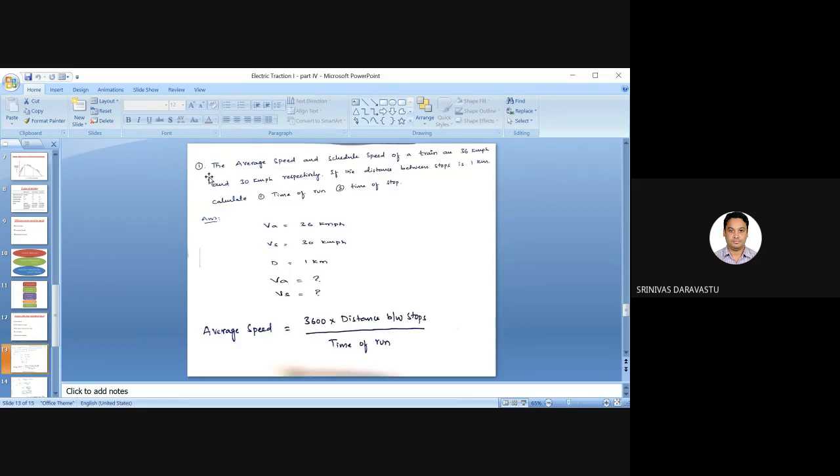So one problem: the average speed and the scheduled speed of a train are 36 kilometers per hour and 30 kilometers per hour respectively. If the distance between the stops is 1 kilometer, calculate the time of run and time of stop. Okay, VA value is given, average speed 36 kilometers per hour, VS is given, scheduled speed 30 kilometers per hour, and the capital D value is given, total distance traveled by the train or distance between the stops is equals to 1 kilometer.